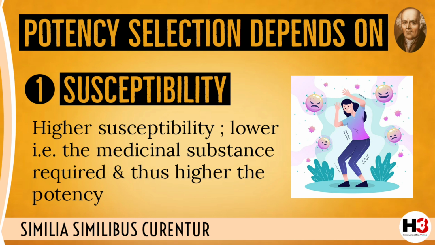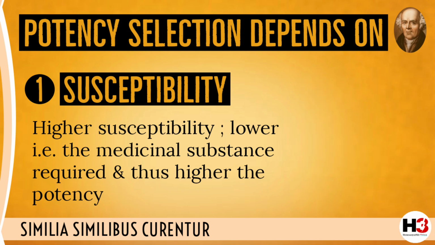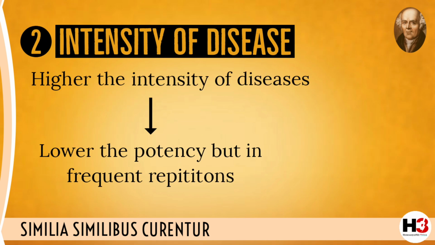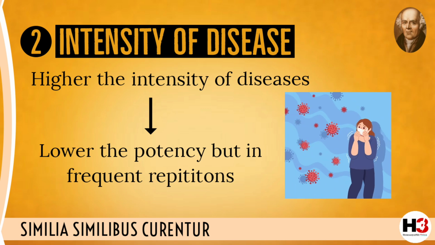Now, based on susceptibility, there is a general rule that the higher the susceptibility, the lower the actual medicinal substance required, and hence the higher the potency required. That is, if a person has a high susceptibility, then he too receives high potencies, and vice versa. The next is the intensity of the disease. This is another factor which guides us in potency selection, wherein when the person has intense suffering, most probably those are cases which are pathologically advanced and thus they require low potency.